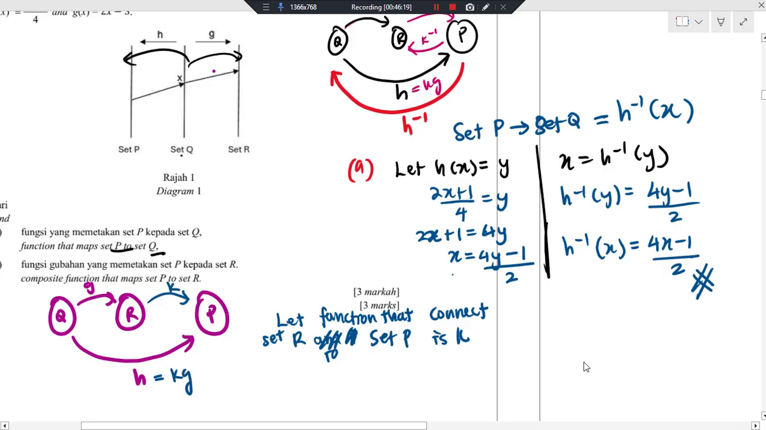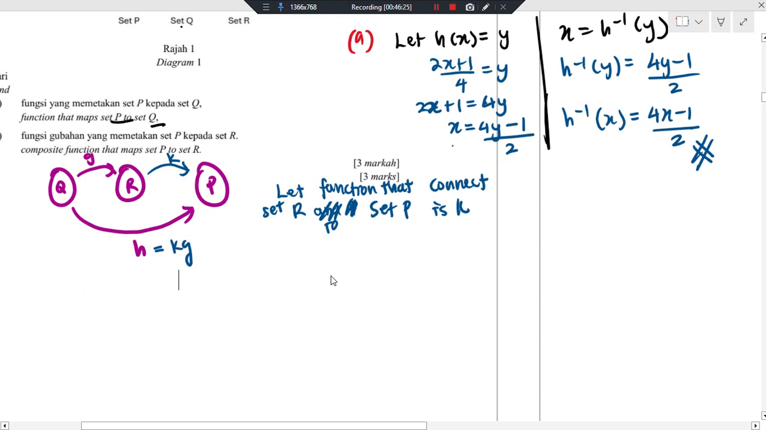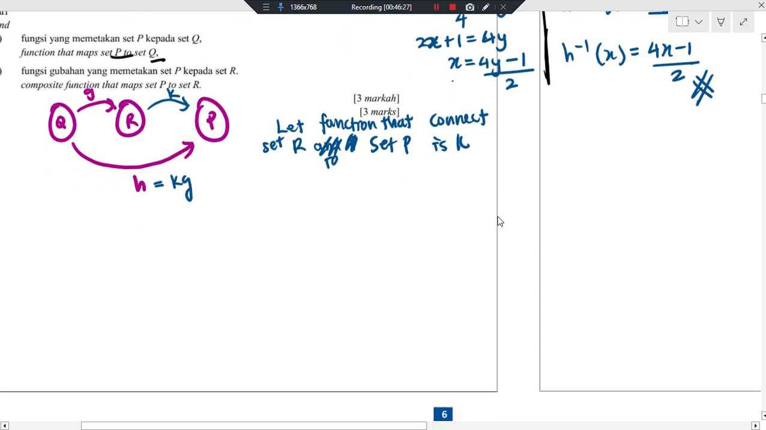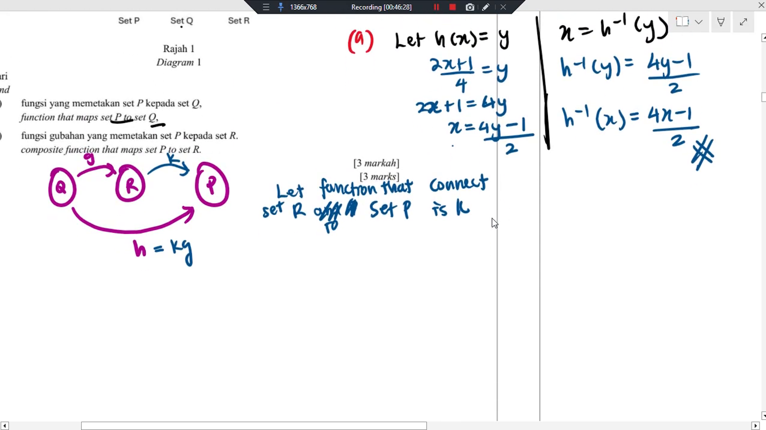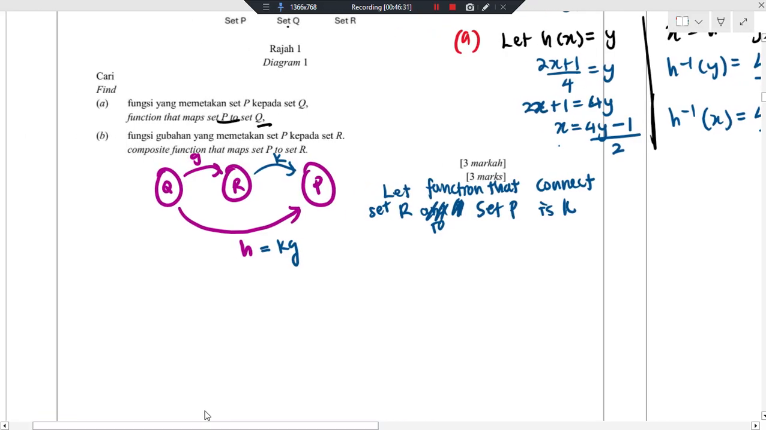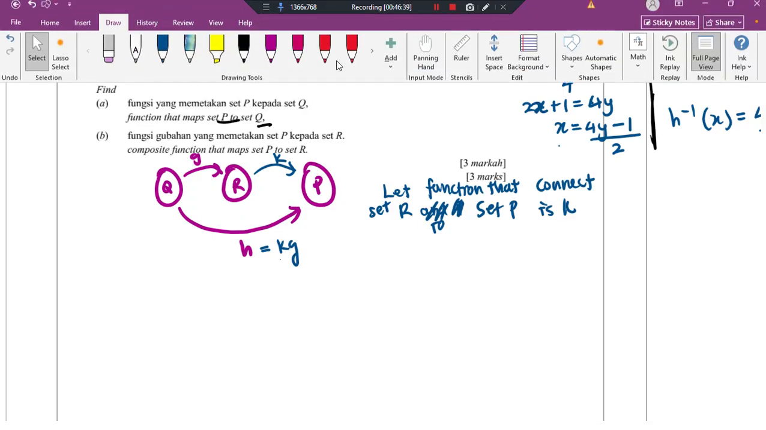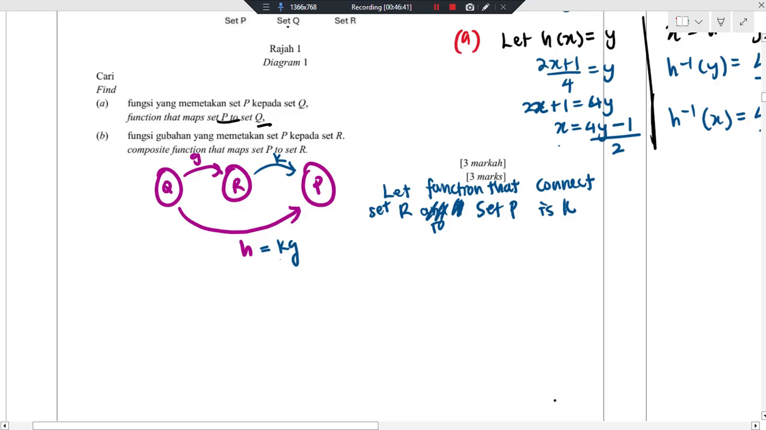Lepas tu, dah cari K, kita inverse dia. Okay? Right. So, macam mana nak cari K ni? As usual, you can use your inverse all lah, right? So, I want to find my K. And Kg is given, right? So, Kg is given. I need to find my K.